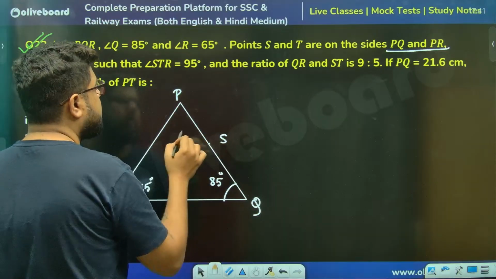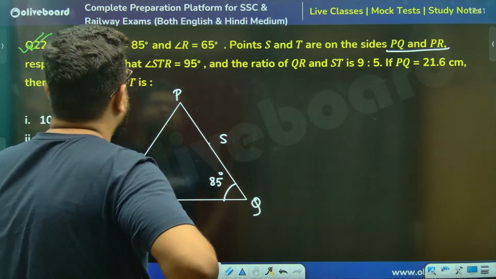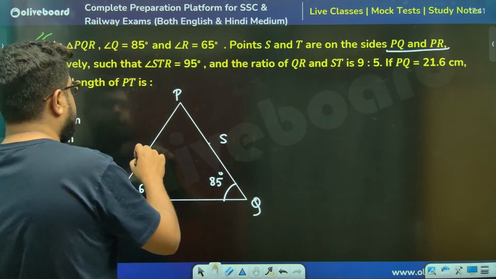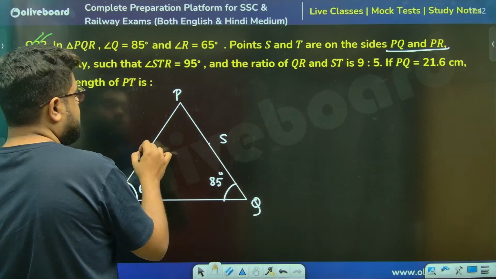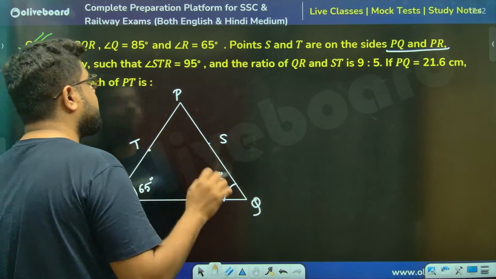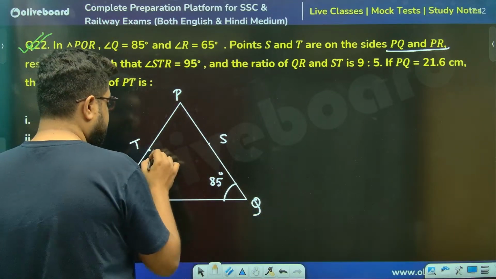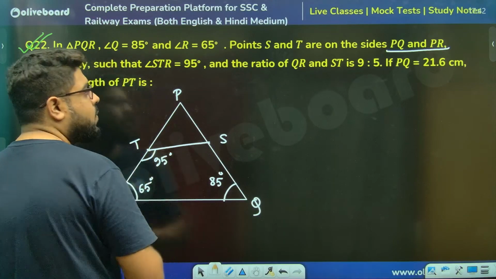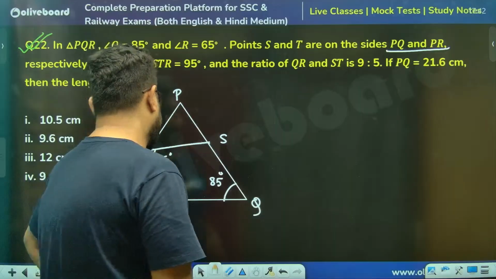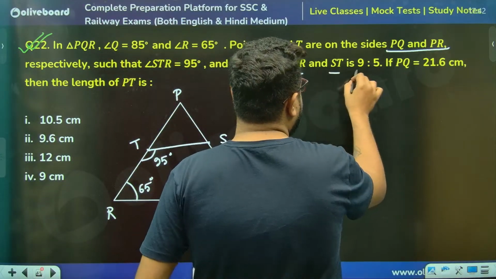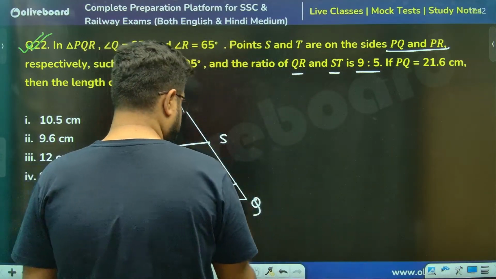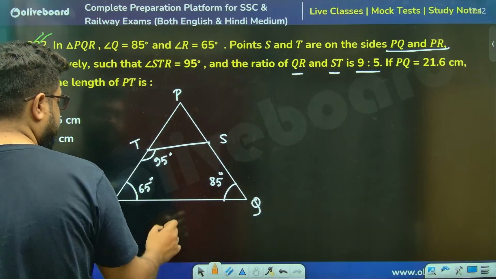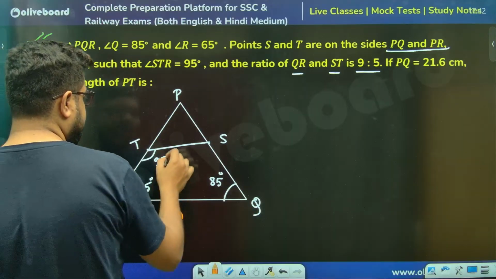हाँ, अच्छा PQ, S, एक सेकंड, PR में है सर. T, अच्छा STR, okay, okay. Yeah, it's okay. So this is this. This is a 95 degrees. Okay. QR and ST is 9:5. QR and ST. QR is 9, ST is 5.